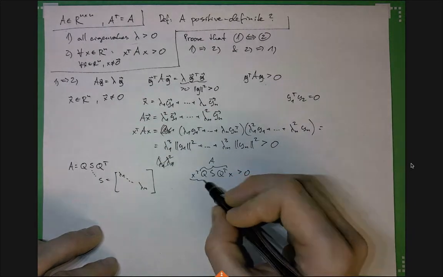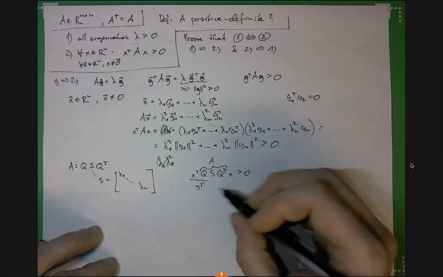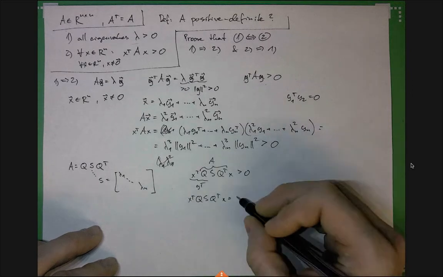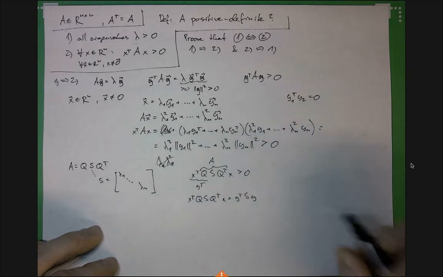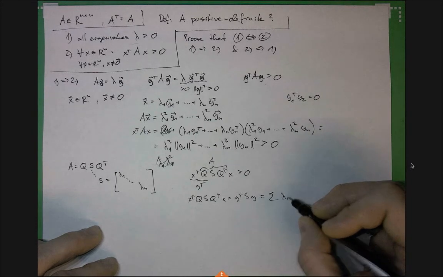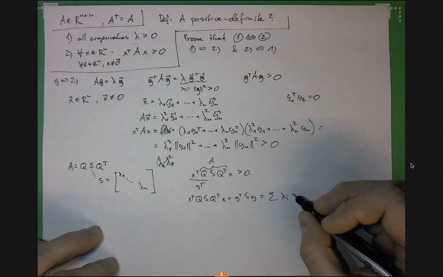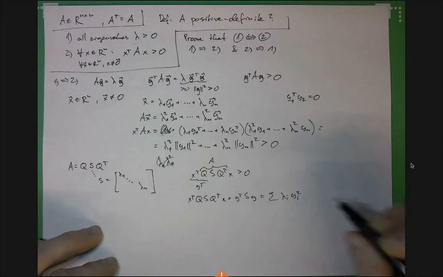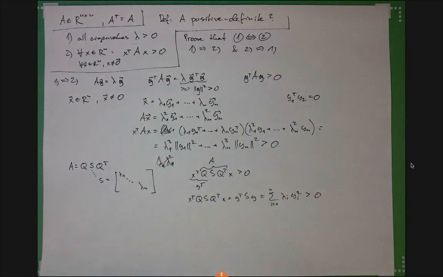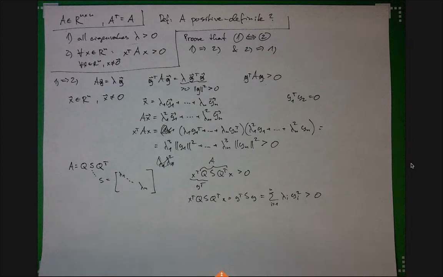But then I can just say that x transpose Q is just y transpose, right? So x transpose Q S Q transpose x becomes y transpose S y, right? Which is just the sum of lambda i times yi squared, from 1 to n, which again must be positive. So that's a shorter way of doing exactly the same thing. Does it make sense? Looking at it suspiciously.